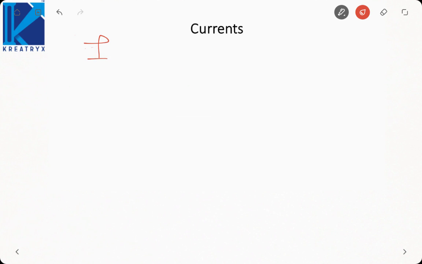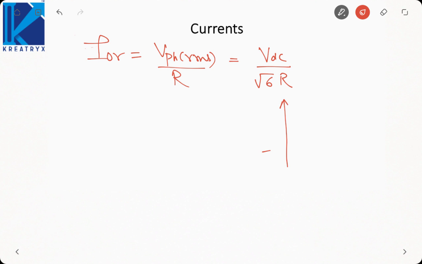In case of resistive load, I0 RMS will be V phase RMS by R. Because a resistive load is a voltage step type of load, the current and the voltage waveform will be the same. So it will come out to be VDC by root 6 R. Okay. Now if we wish to calculate the thyristor RMS current, let us look at the thyristor current waveform.